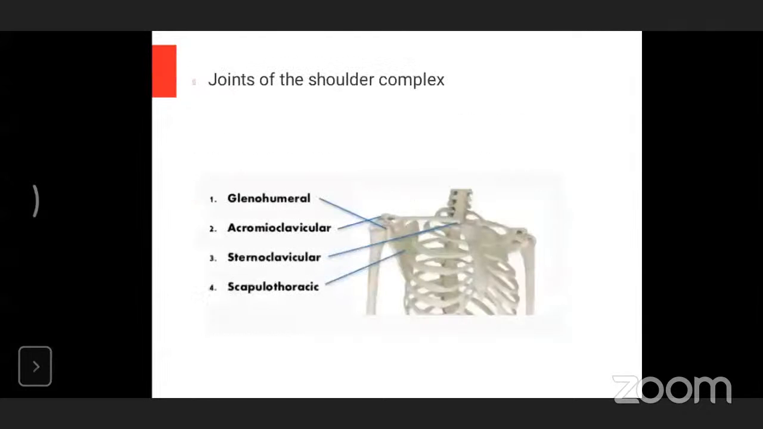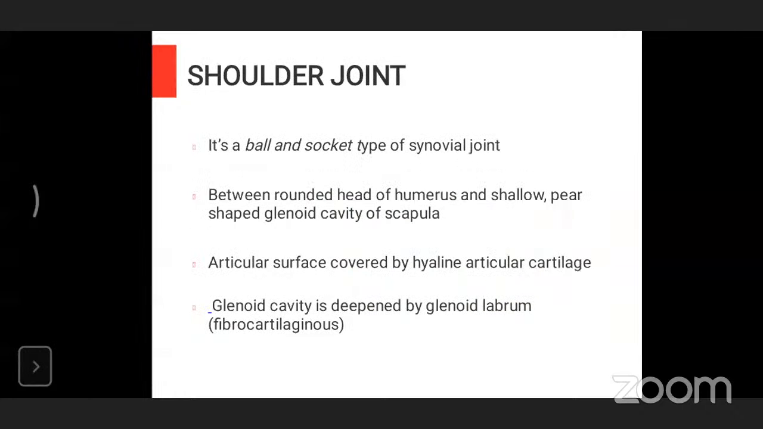Joints of the shoulder complex are glenohumeral, acromioclavicular, sternoclavicular, and scapulothoracic. Here, the shoulder joint is mainly the glenohumeral joint. It's a ball and socket type of synovial joint between the rounded head of the humerus and the shallow pear-shaped glenoid cavity of the scapula. The articular surface is covered by hyaline articular cartilage, and the glenoid cavity is deepened by the glenoid labrum.